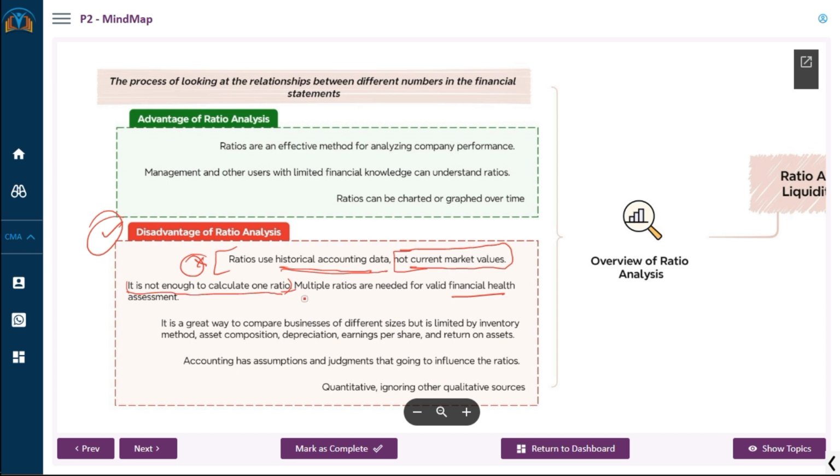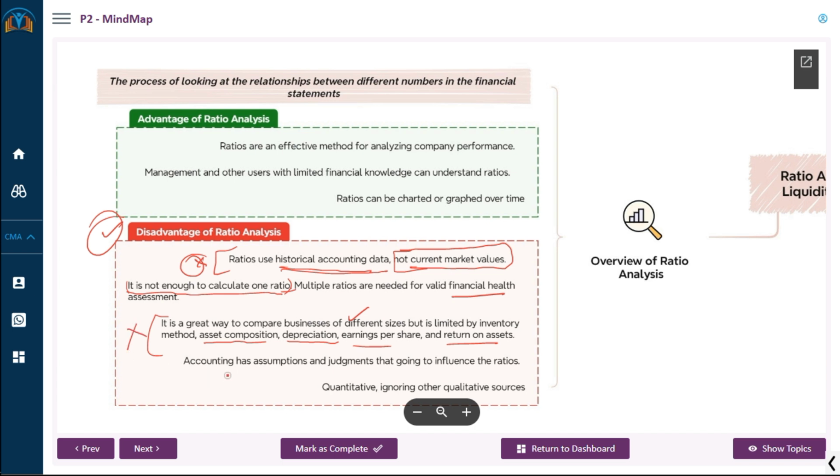Multiple ratios means not only the liquidity ratios, you have to judge the activity ratios, the profitability ratios, and we also have to judge the market ratios as well. Ratio analysis is a great way to compare businesses of different sizes. But when you compare businesses of different sizes, there is a problem, because every business will use its own inventory method. The asset composition can be different. The depreciation method they are using can be different, and the return on assets can be different. So this can act as a disadvantage of ratio analysis.